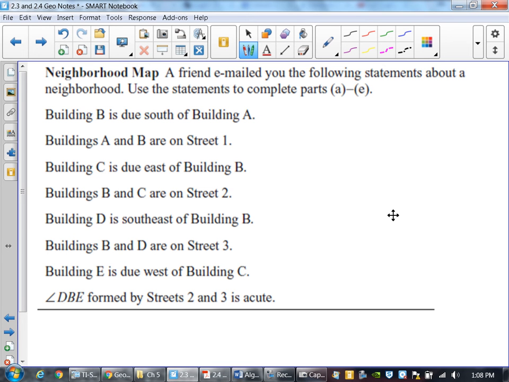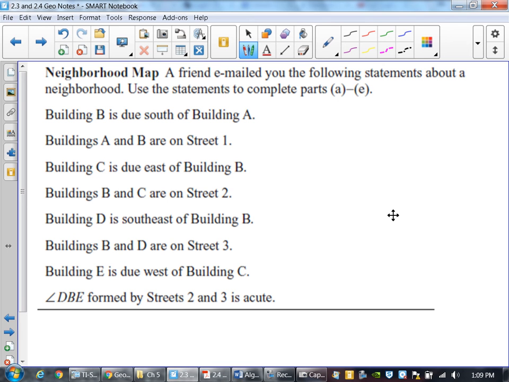Building E is due west of C. Now, if I put E west of C, that means it could be either here or here. It could be on either side of B because it's still west of it. Do you agree? We don't know what to do yet, but the next clue tells you what to do.